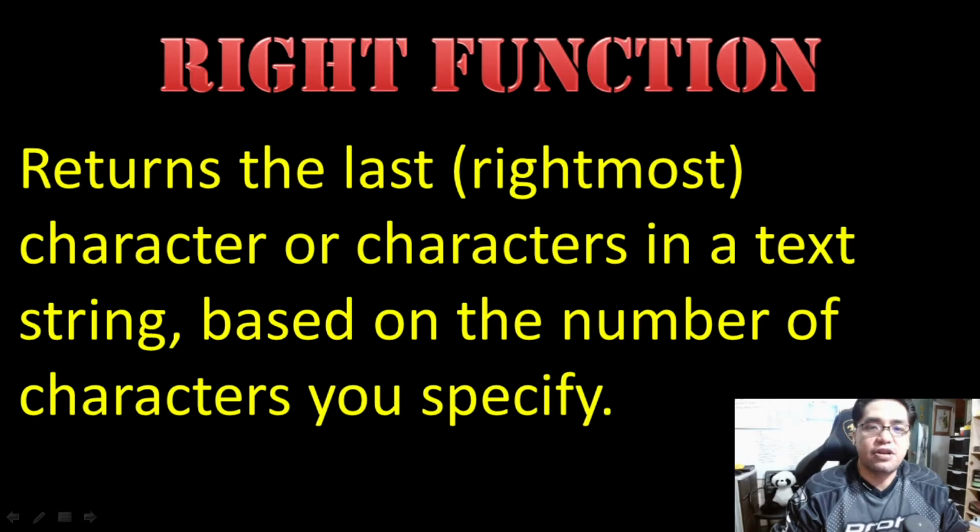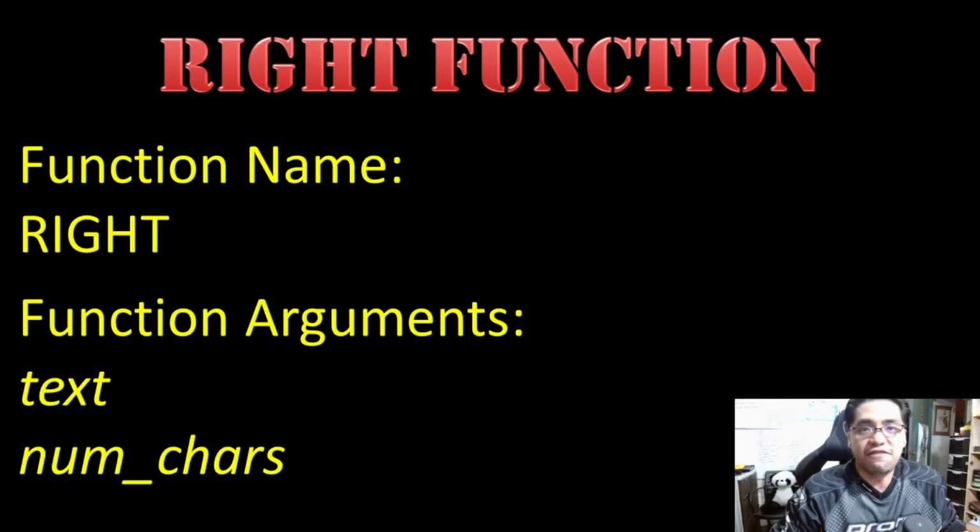The RIGHT function, from Microsoft Excel's own help document, returns the last or rightmost character or characters in a text string based on the number of characters you specify. For the RIGHT function, the function name is RIGHT, and for the function arguments, you have two. First, you need the original text, and then you need the number of characters.